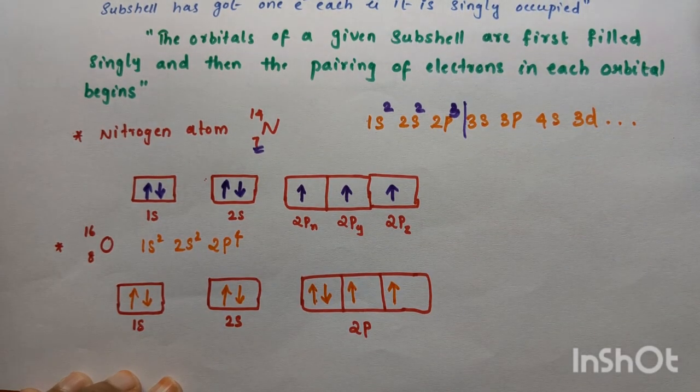So in this video, we have discussed the Aufbau principle, the Pauli exclusion principle and Hund's rule of maximum multiplicity. I hope it is clear to you.